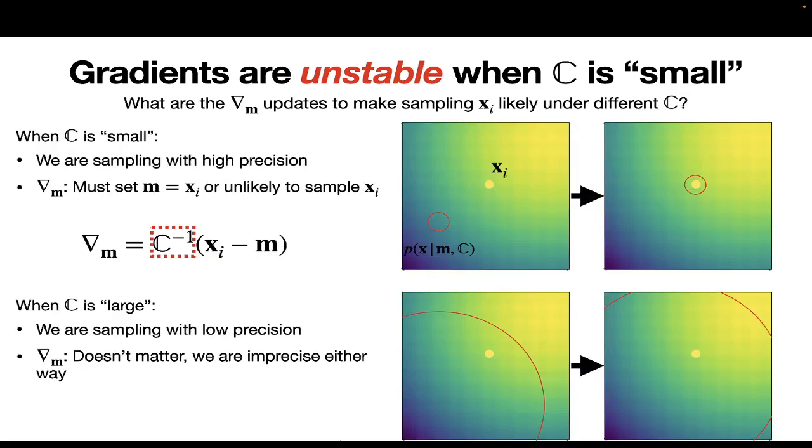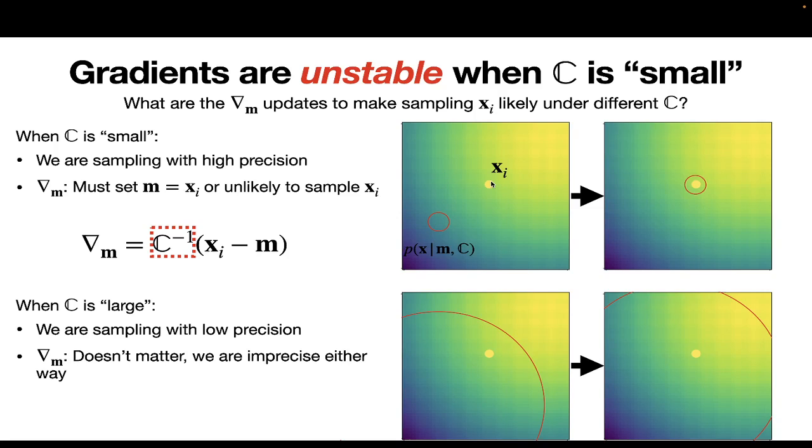So first, let's look at the mean gradient. Here we have two distributions, one with small covariance and one with large covariance. And we're trying to maximize their respective likelihoods of sampling this target xi by only changing the mean. And our question is, how should we update their means respectively in order to maximize their target likelihood? Well, in this first distribution, in which the current covariance is small, our mean update has to set the mean of the distribution exactly at xi.